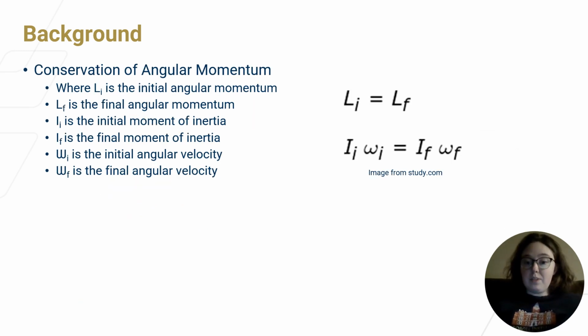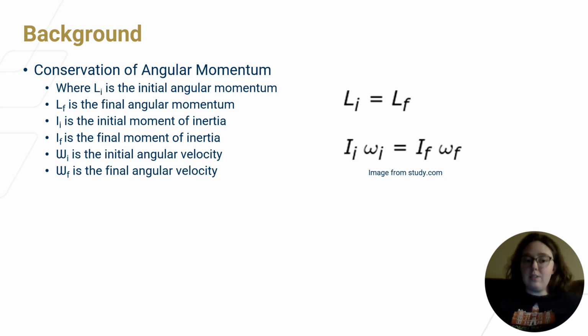The next piece of information we're going to talk about is the conservation of angular momentum. So what is the conservation of angular momentum? Well, a conservation property means equal or conserve, so things stay the same. So our initial angular momentum, which here is represented in our equation as Li, is going to be equal to our final angular momentum, which is represented here as Lf.